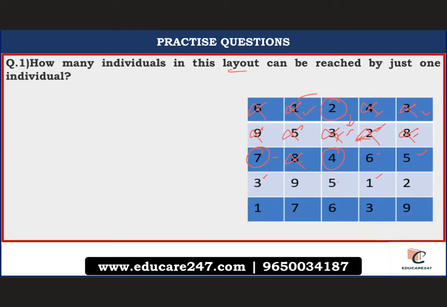Let us check for 6. 1 can reach, 5 can reach, eliminated. Let us check for 5. 2 can reach, and anyone else over here? No one else. So 5 is another individual, where only one individual can reach him. Let us check for this 3. All right. 1 can reach, 9 cannot, 7 cannot, 5 cannot, no one can reach apart from 1. Hence only one individual can reach 3. This is another one.